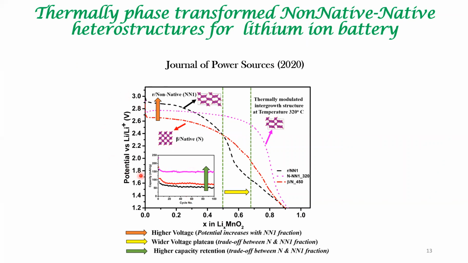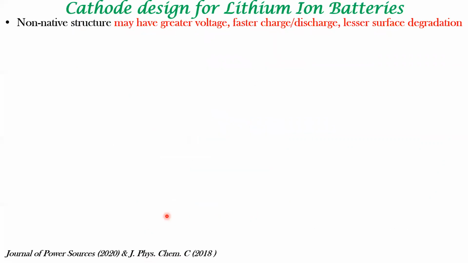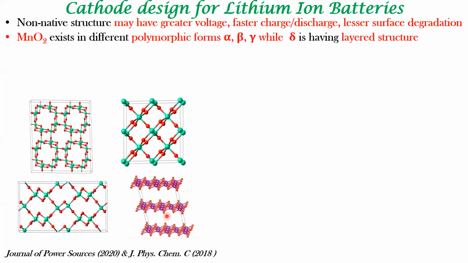That is, I'm plotting the voltage in the y-axis. This is a measure of the extent to which the battery has been discharged. We can also improve the capacity using this approach. The emphasis here is that if you can control the native and non-native structures, you can improve all the critical features of the cathode involved in lithium-ion battery. Specifically, we demonstrated this using MnO2.